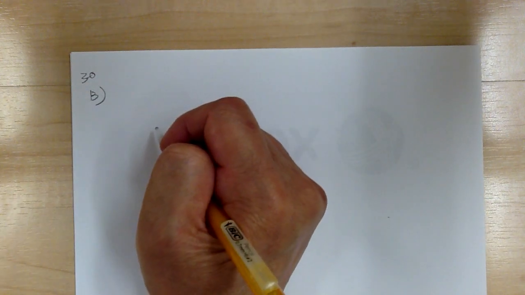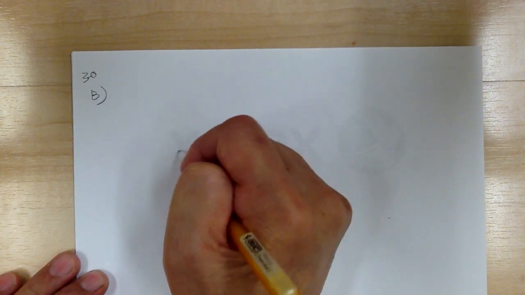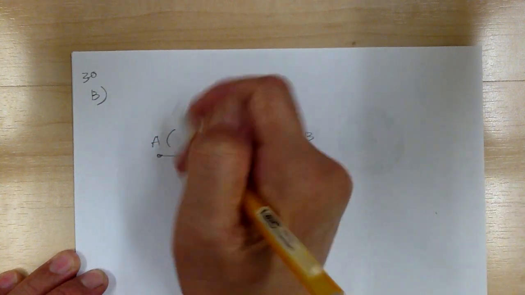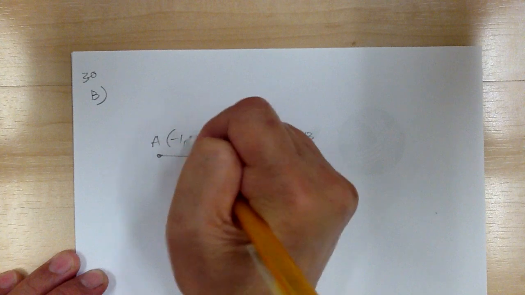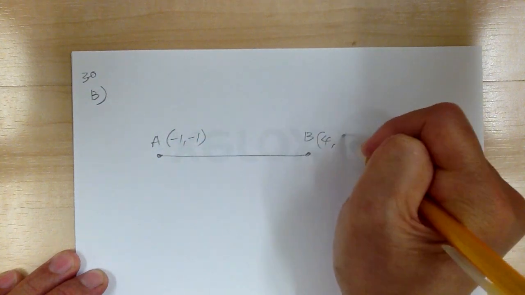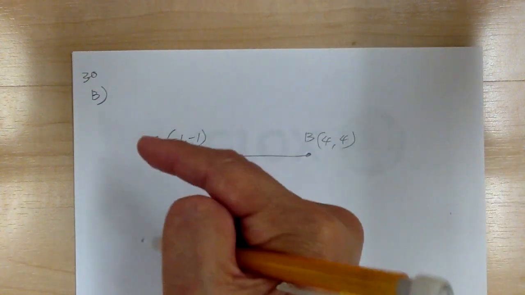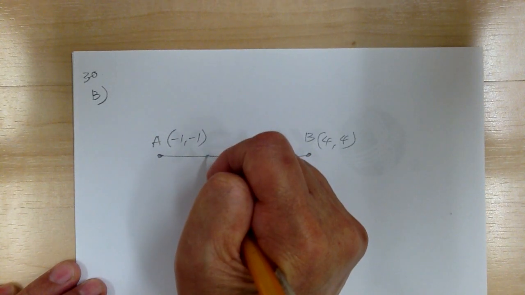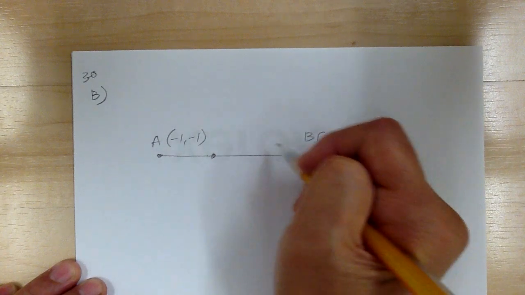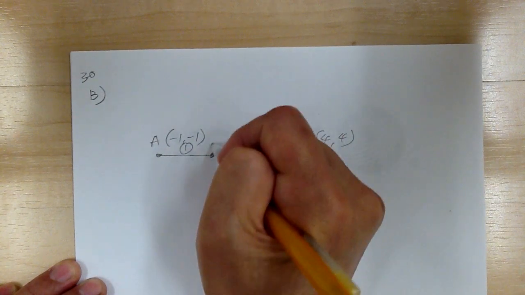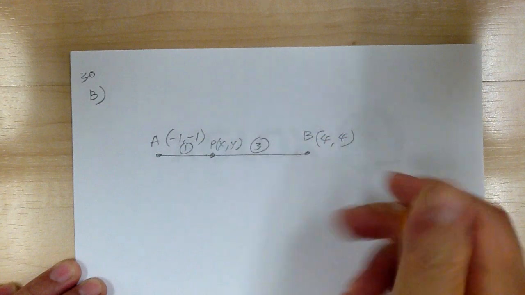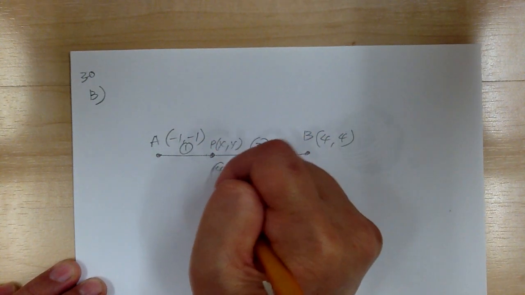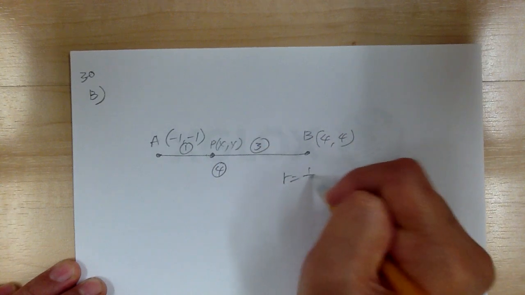Okay, 3 times as far. So here's your A, B, so 3 times as far from B as from A. So this is 3 and this is 1. Okay, so this is 3 times as far, so this is 4. So in this case, r equal to 1 over 4.